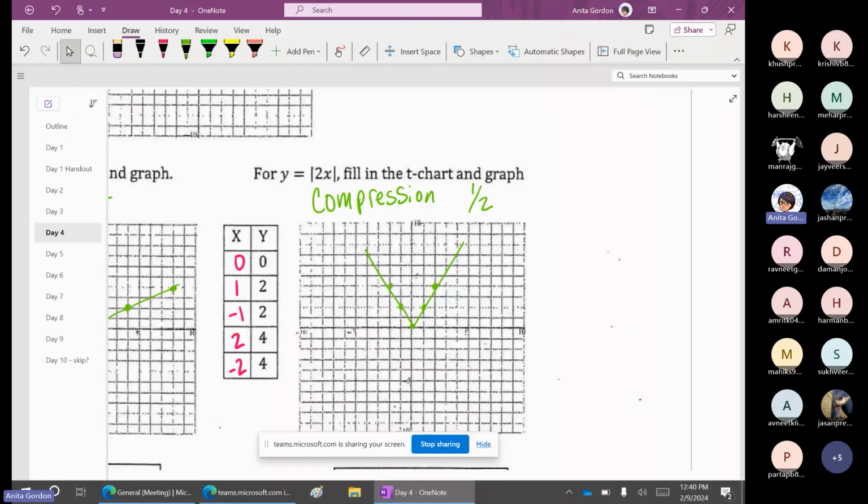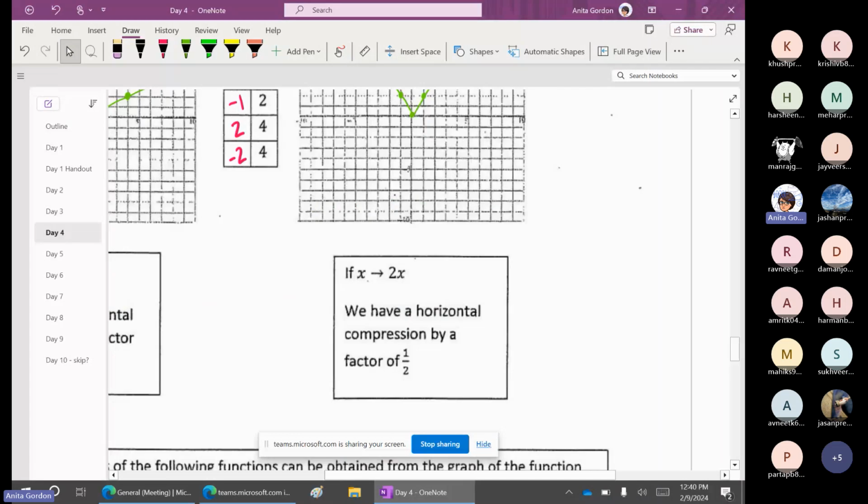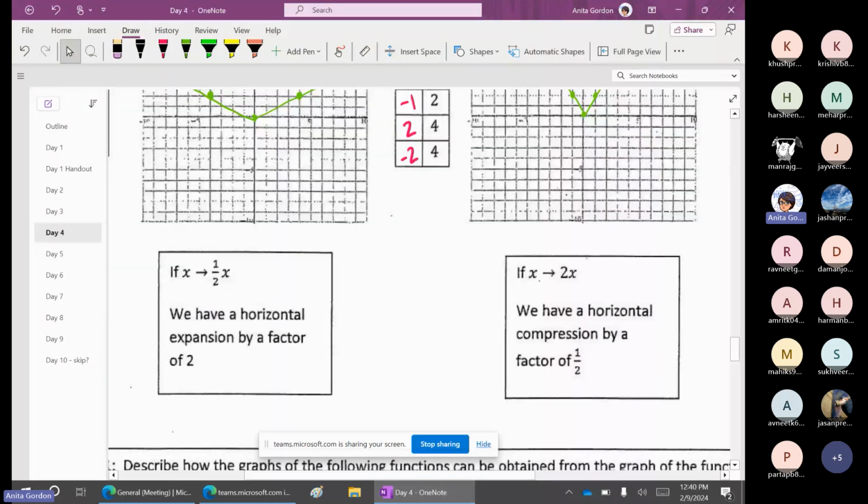Always working back, not backward, but reciprocal when dealing with the x's. Similar to when we did the translation, right? We have x minus h means to the right, x plus h means to the left, right? And same with the expansions and compressions. X is our special little snowflake.